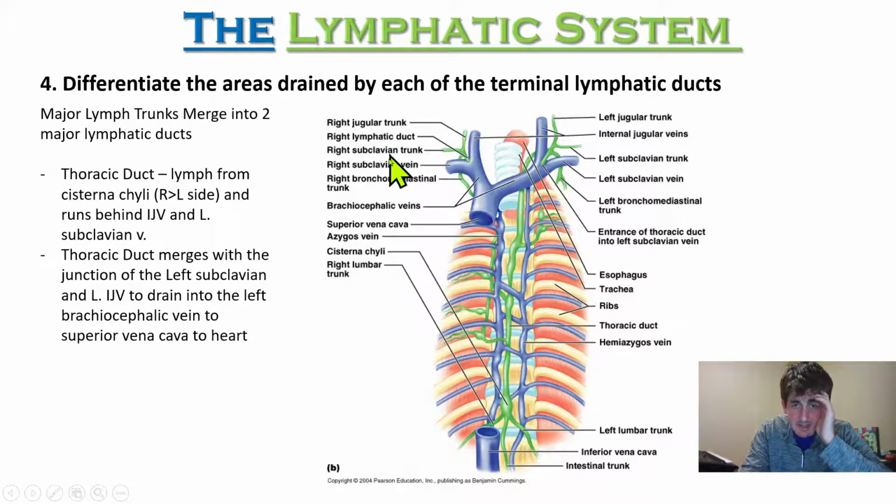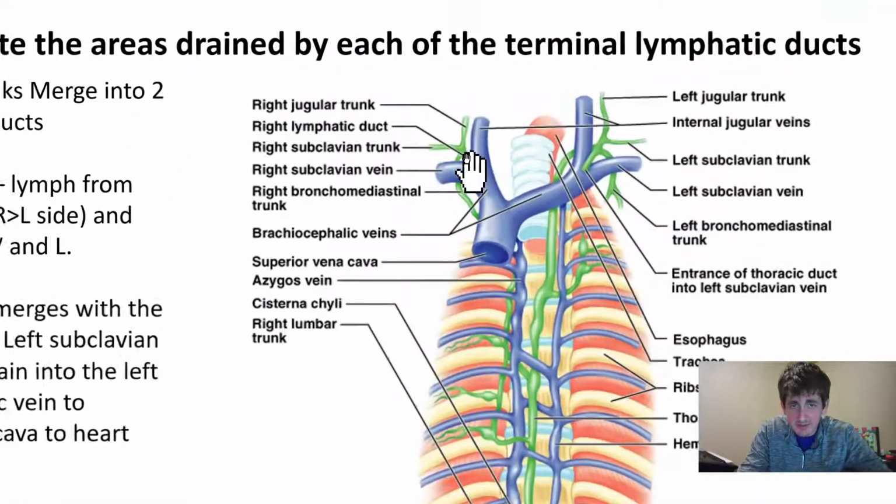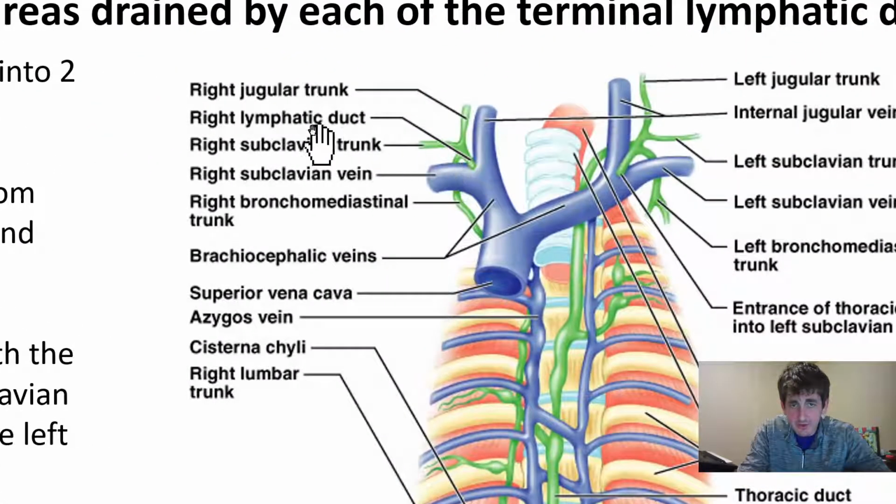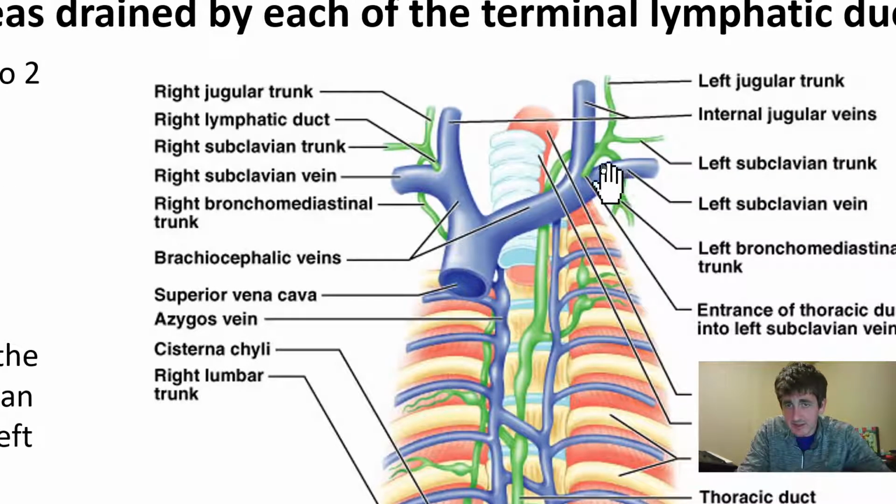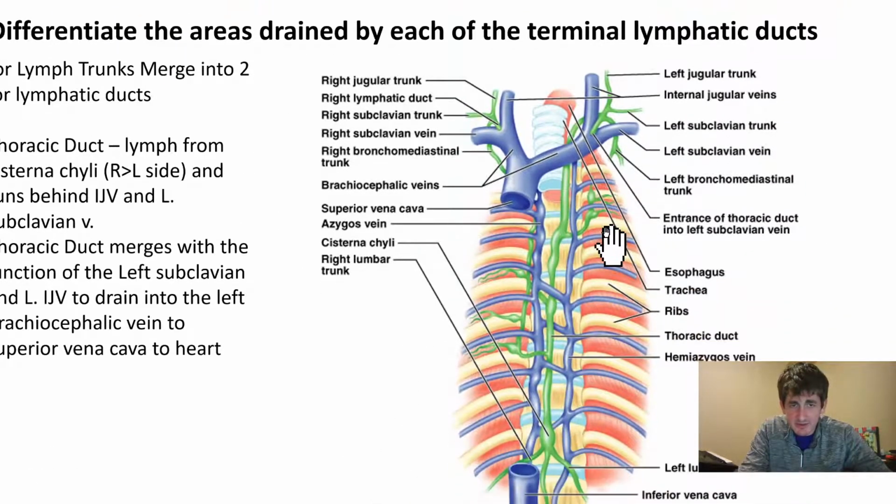And over on the other side, it's the same thing. You have the right bronchomediastinal trunk, right subclavian trunk, and the right jugular trunk. And you can see how these all will flow into this right lymphatic duct. So they all flow in and merge. This picture here, well, I guess they all still are merging right here. So it's bilateral, it looks the same.